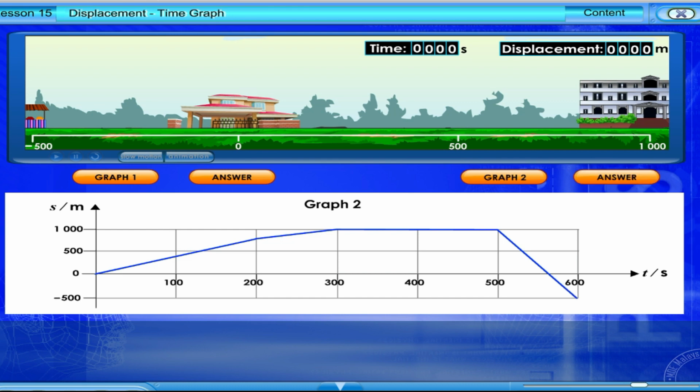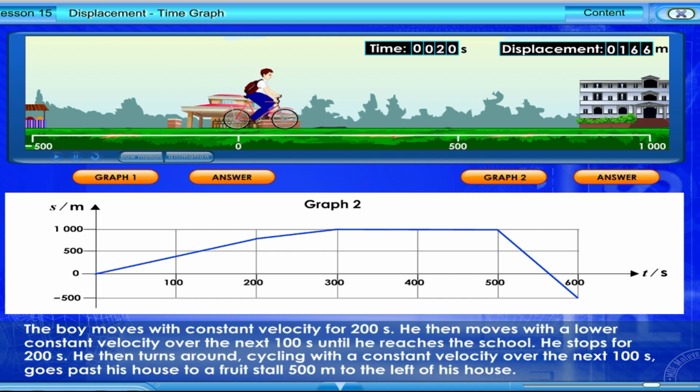Based on the graph, describe the motion of the boy. Click the Answer button. The boy moves with constant velocity for 200 seconds. He then moves with a lower constant velocity over the next 100 seconds until he reaches the school. He stops for 200 seconds. He then turns around, cycling with a constant velocity over the next 100 seconds, goes past his house to a fruit stall 500 meters to the left of his house.